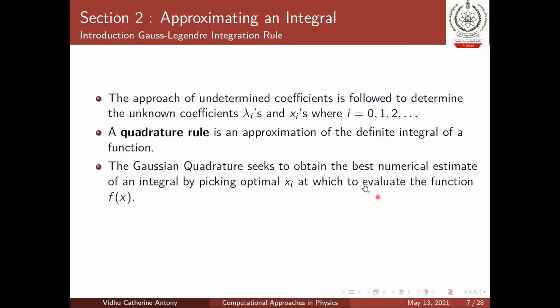What are we basically doing here? It's basically a subset of something called the Gaussian quadrature. The Gauss-Legendre method is a subset of this Gaussian quadrature. What it does is it tries to get the best estimate that you can by picking ideal values of xi.